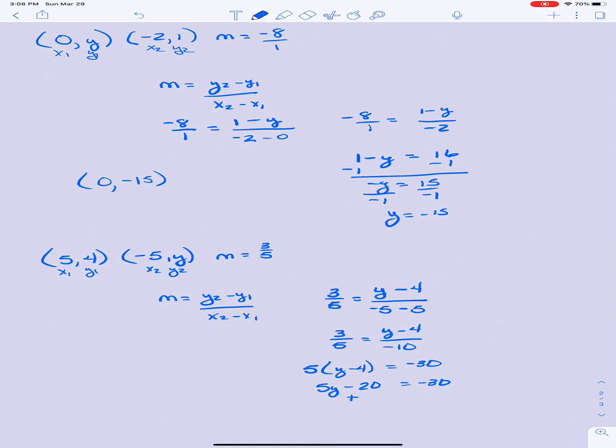I'm going to solve this two-step equation. So 5y is equal to negative 10. Divide by 5. So y is equal to negative 2. And so our missing point is negative 5, negative 2.